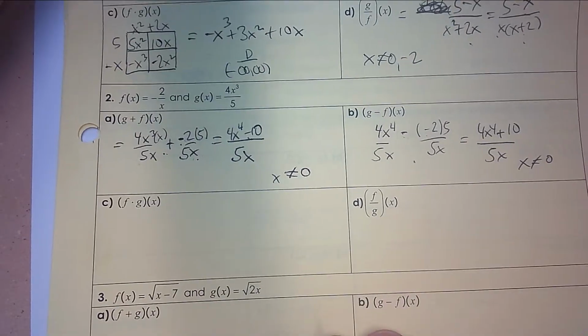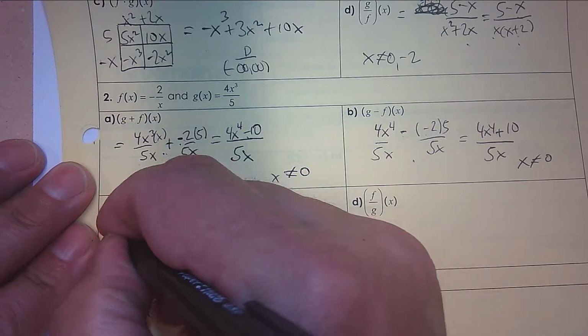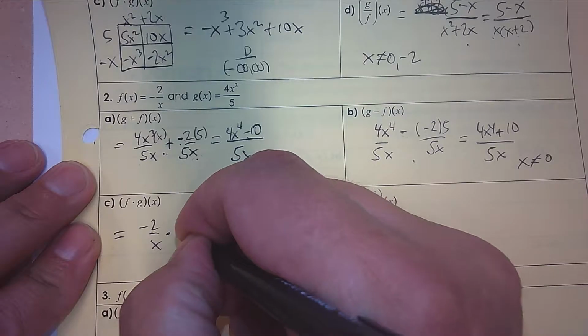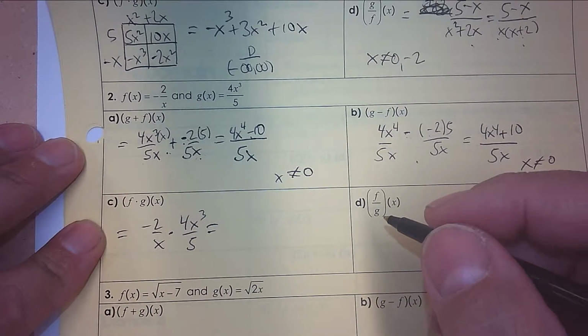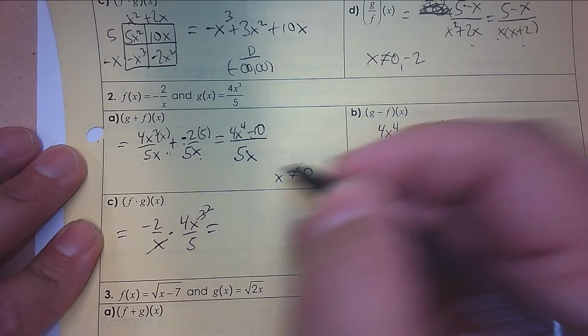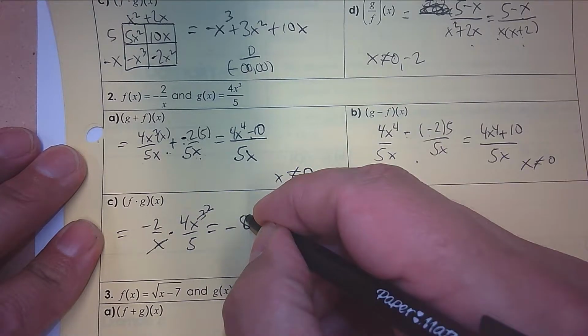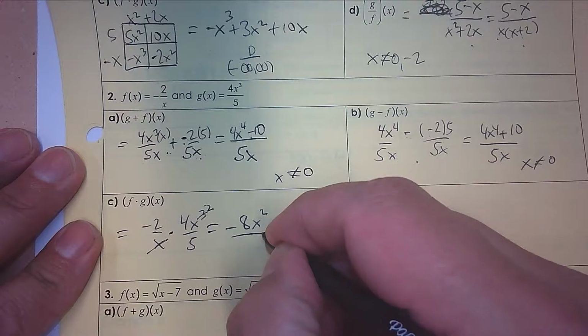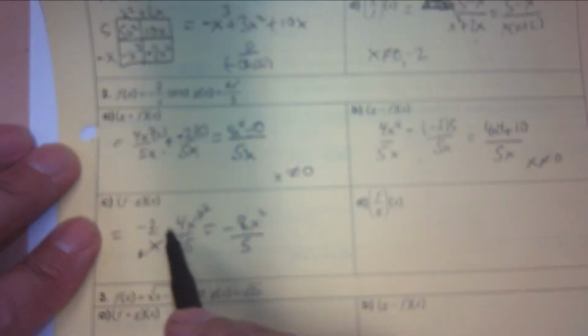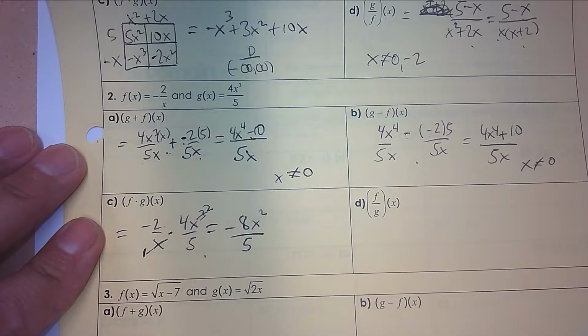Multiply. So negative 2 over x times 4x cubed over 5. So look to see if we can simplify this. The x makes the x cubed into an x squared, and that's it. So it's negative 8x squared, and it's over 5. So remember, there's a 1 left over. The rule is we multiply the tops together and the bottoms.